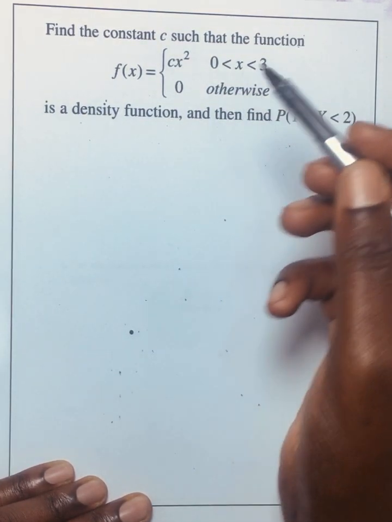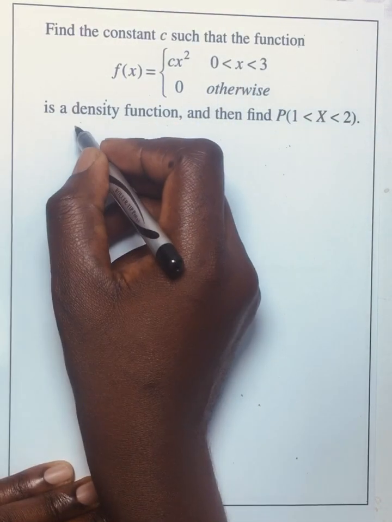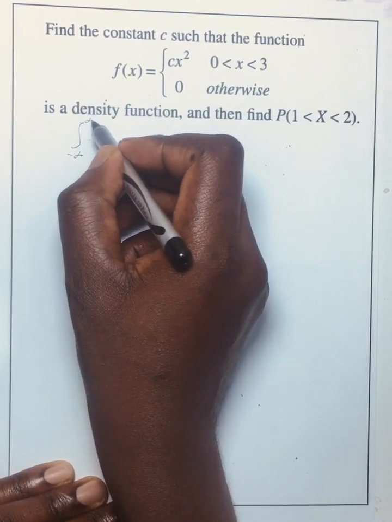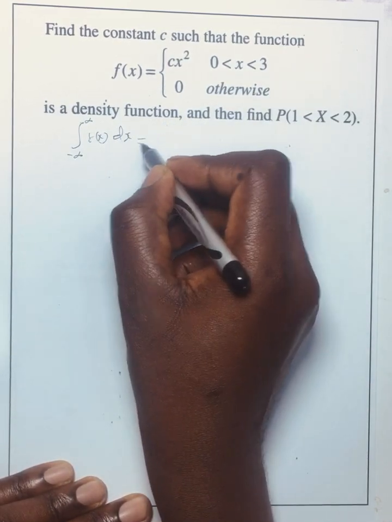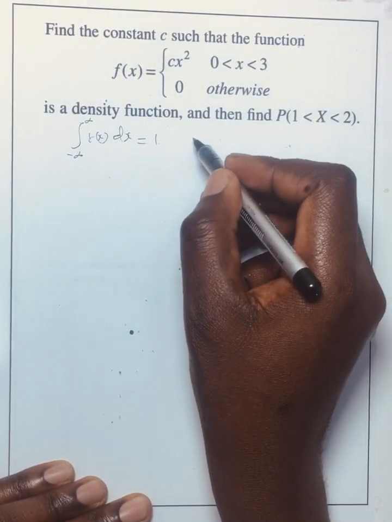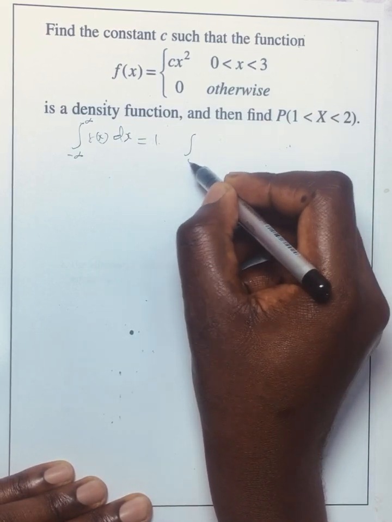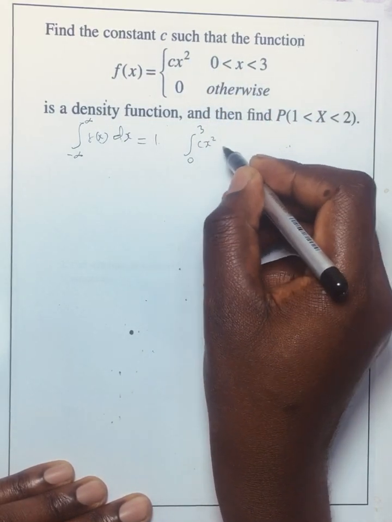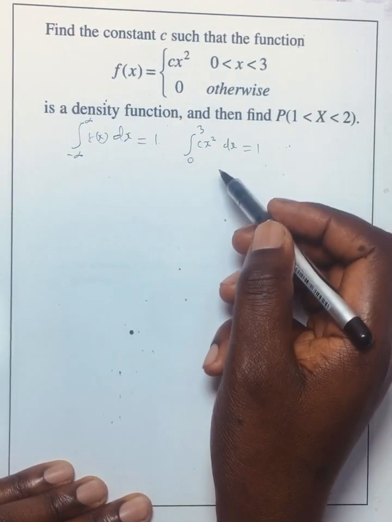So for us to get c, we know that if you integrate f of x from a given range, let's say from negative infinity to infinity, with respect to x, then you're supposed to get 1. So it means that the f of x that we have here, if we integrate it within this range, if we take from 0 to 3, our f of x is cx squared. If we integrate that with respect to x, then we are supposed to get 1. So let us integrate that.